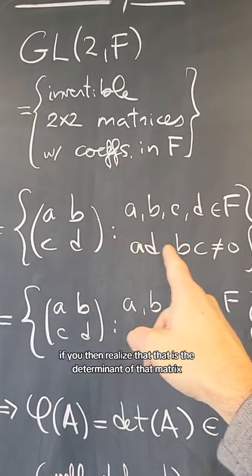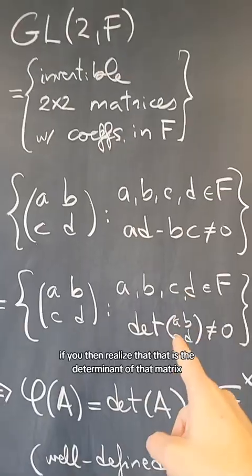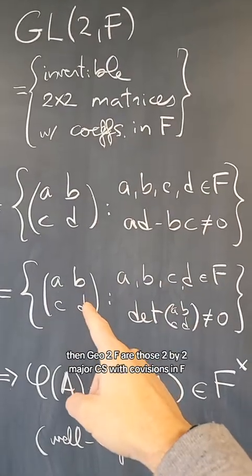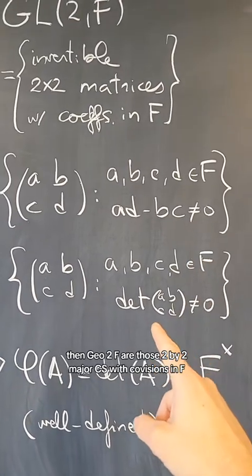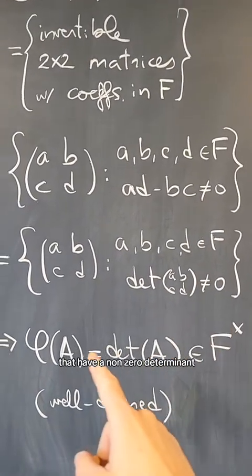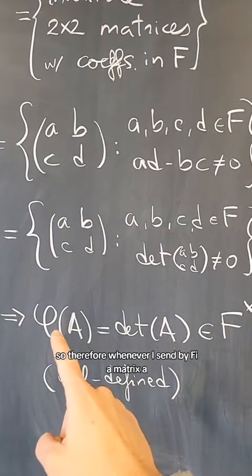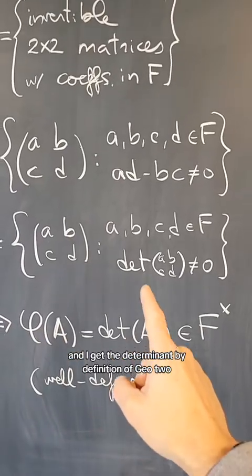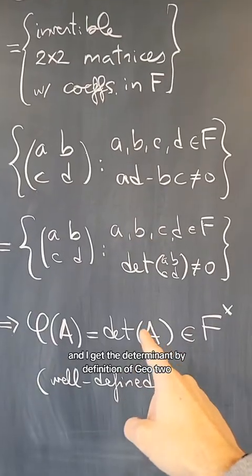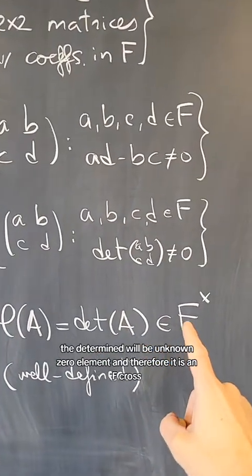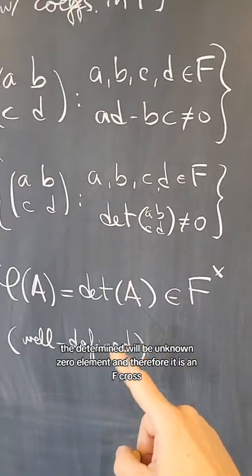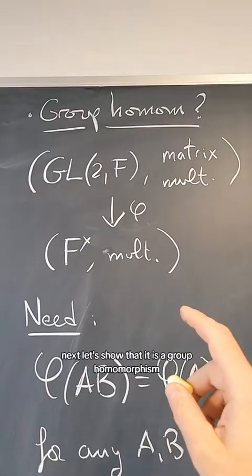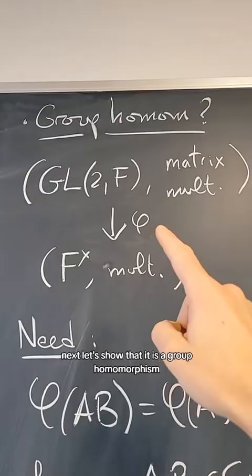If you then realize that that is the determinant of that matrix, then GL2F are those 2x2 matrices with coefficients in F that have a non-zero determinant. So therefore, whenever I send by phi a matrix A and I get the determinant, by definition of GL2, the determinant will be a non-zero element, and therefore it is in F cross, and therefore the map is well defined. Next, let's show that it is a group homomorphism.